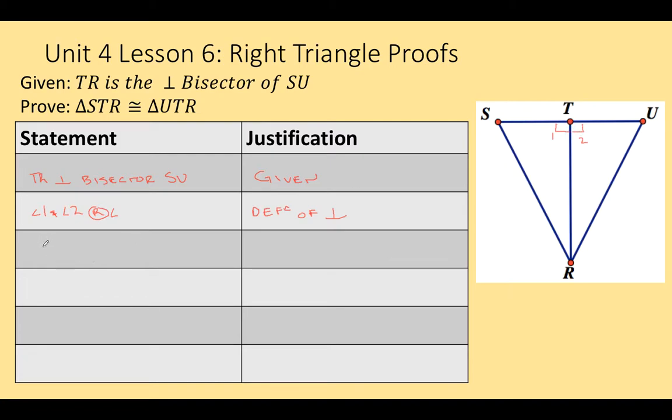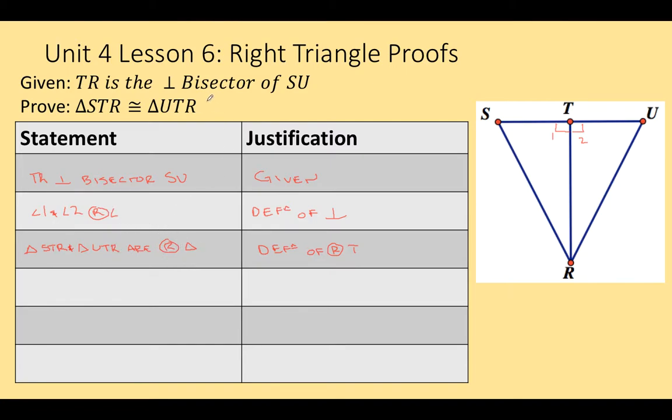And then because I know I've got right angles, I know I have right triangles. So triangle STR and triangle UTR are right triangles. And that, again, would be by the definition of right triangle. Okay, so I had to do one extra step here to get that my triangles were right triangles. I had to go from the fact that they were perpendicular to the fact that they were right angles, and then from right angles to right triangles.